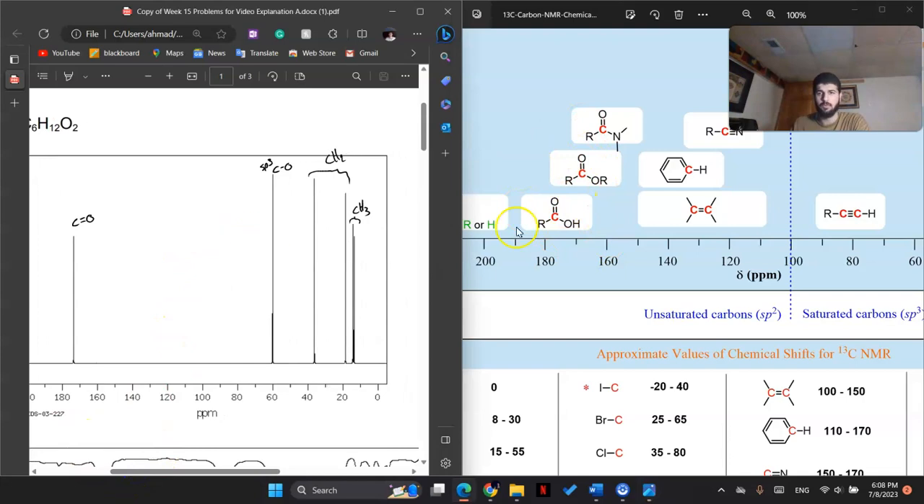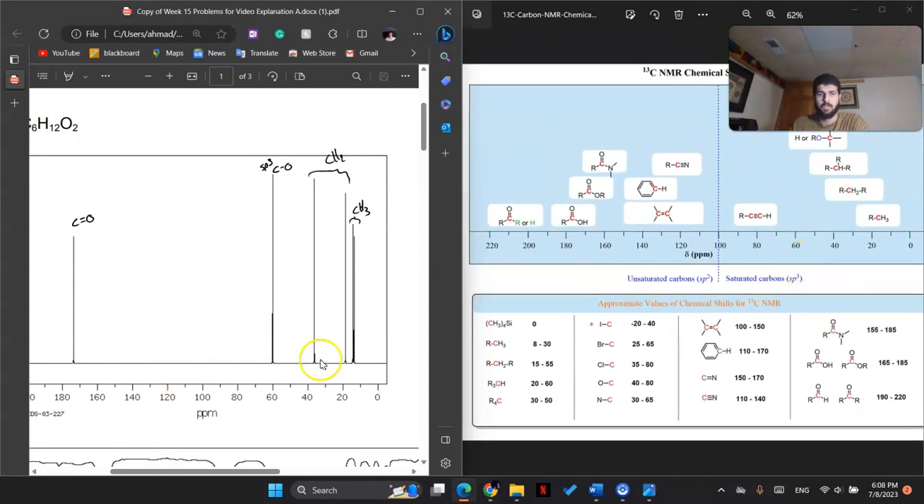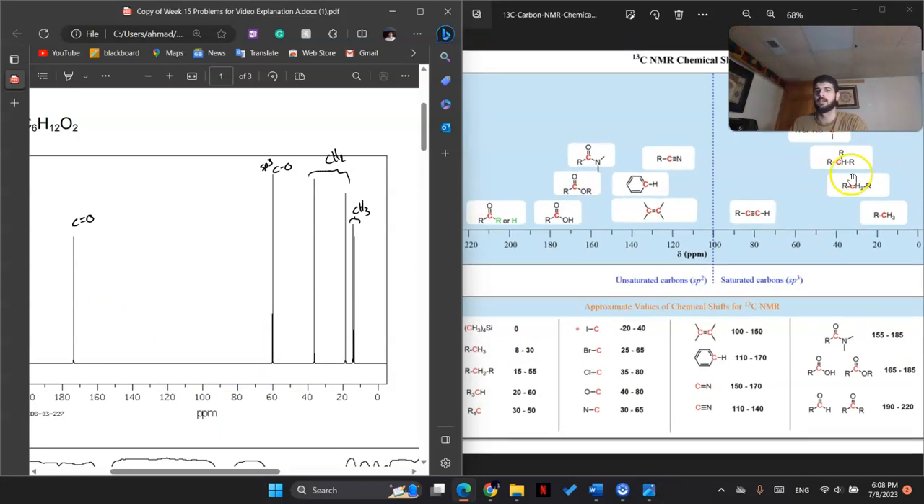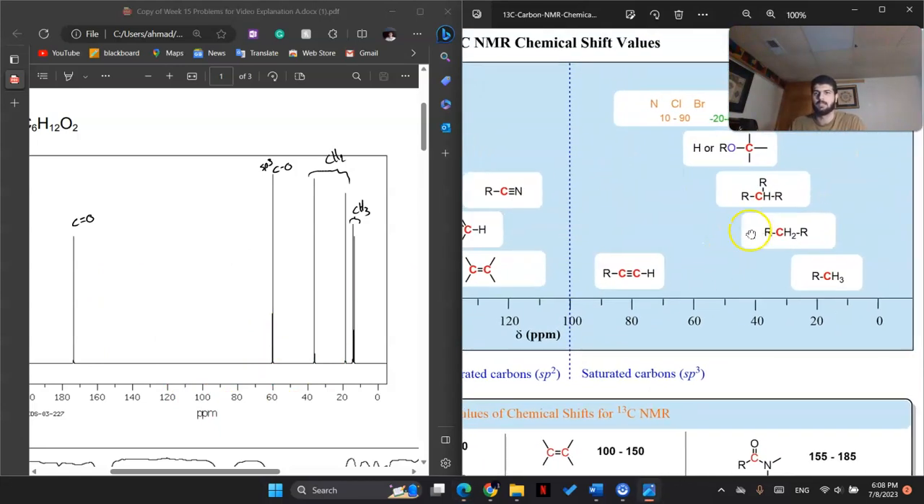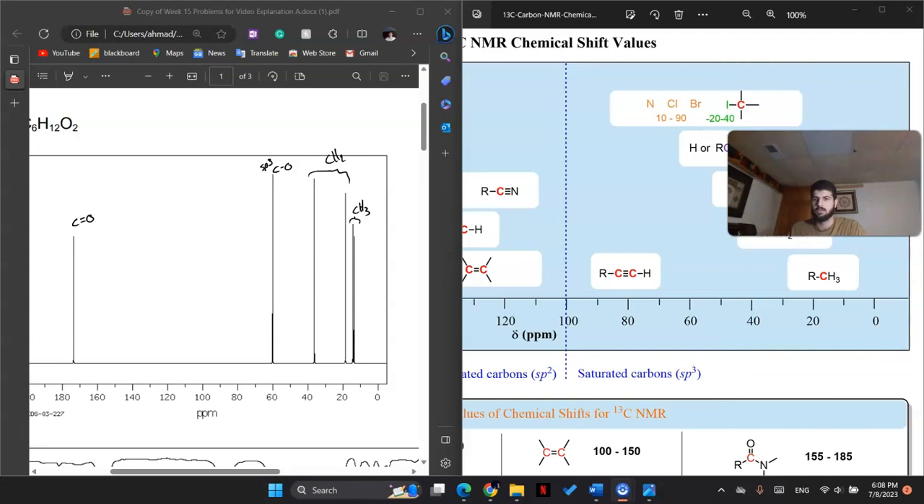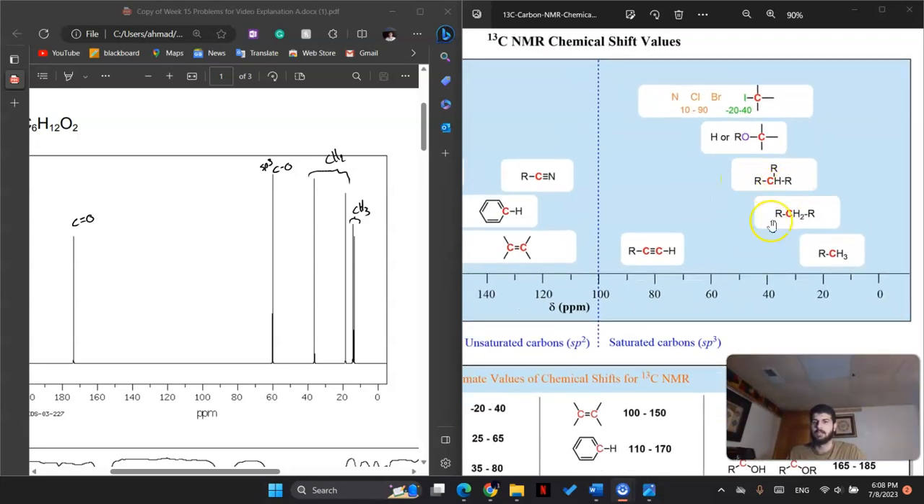And then moving down, we have another peak right around 60, 61. That just indicates that this carbon is right in between these two. Obviously, we don't have any of these molecules in the molecular formula that was given. So I concluded that that bond is an sp3 C single bonded to an O.